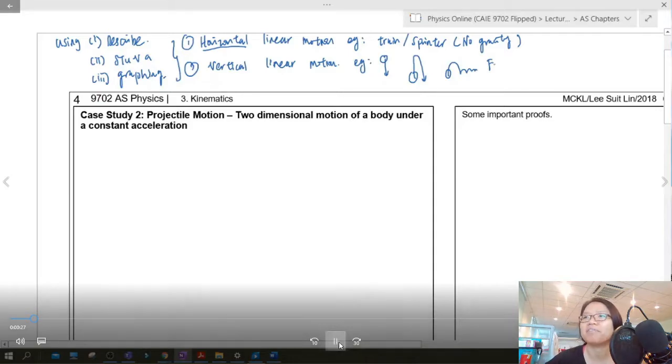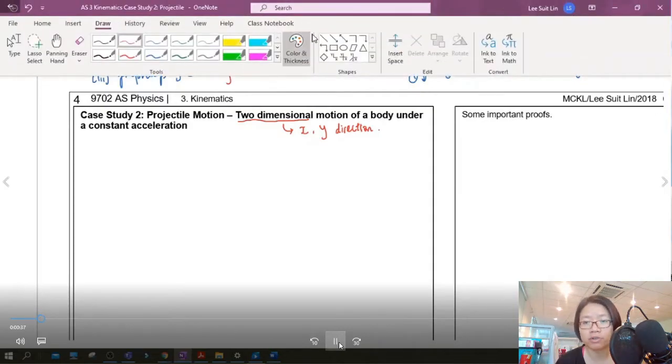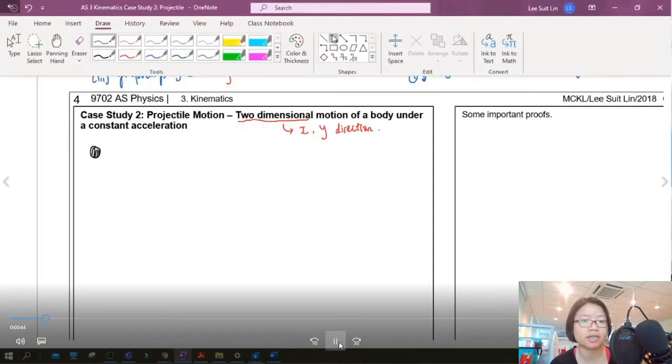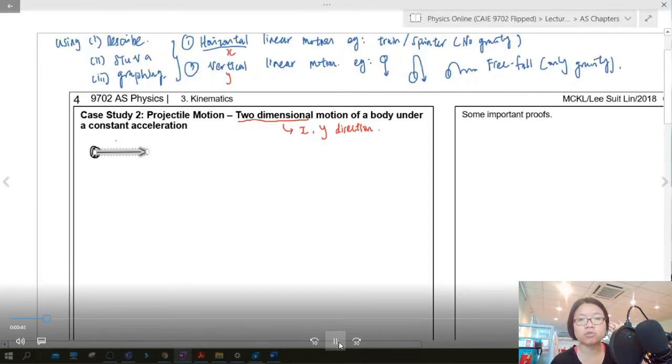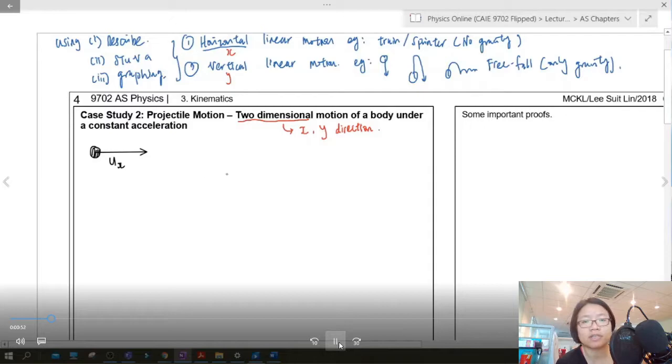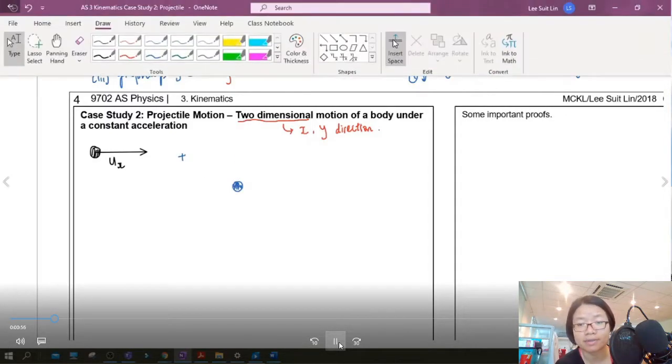So today we're going to level up and combine both horizontal and vertical motion. Okay, so this is what we call two-dimensional motion. You got X, you got Y. So the X will be horizontal and the Y would be vertical. Okay, so just to remind you of the vectors that we have studied in the previous chapter, I'm going to sketch out the horizontal component of velocity, let's say Ux, and also vertical component of initial velocity, let's say Uy.